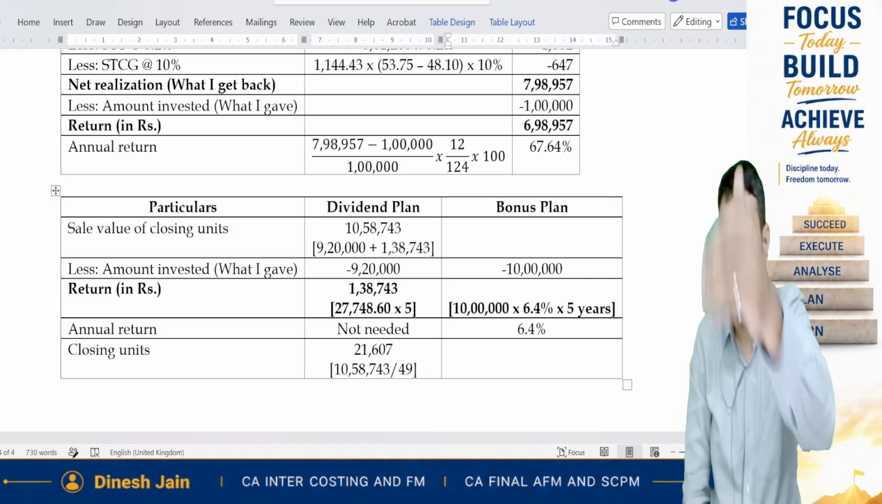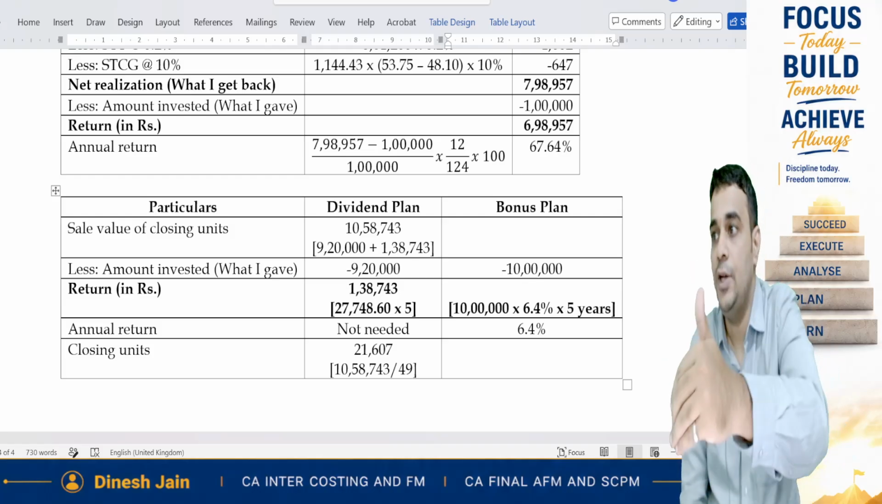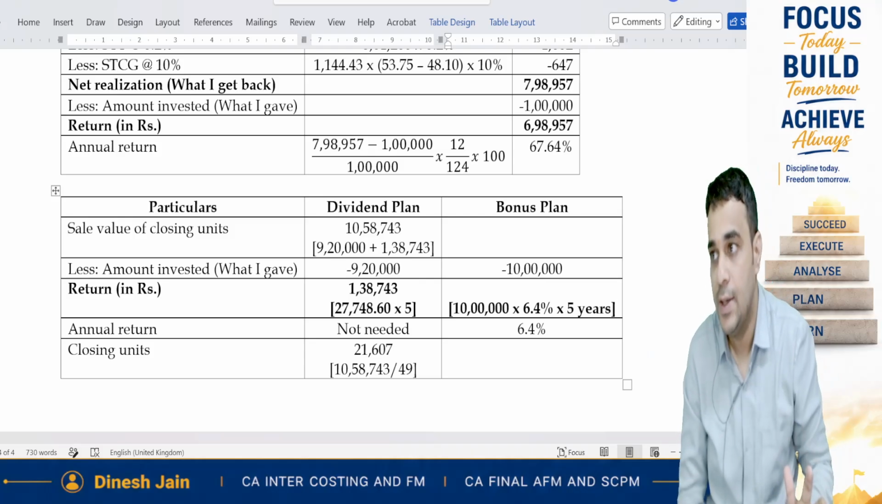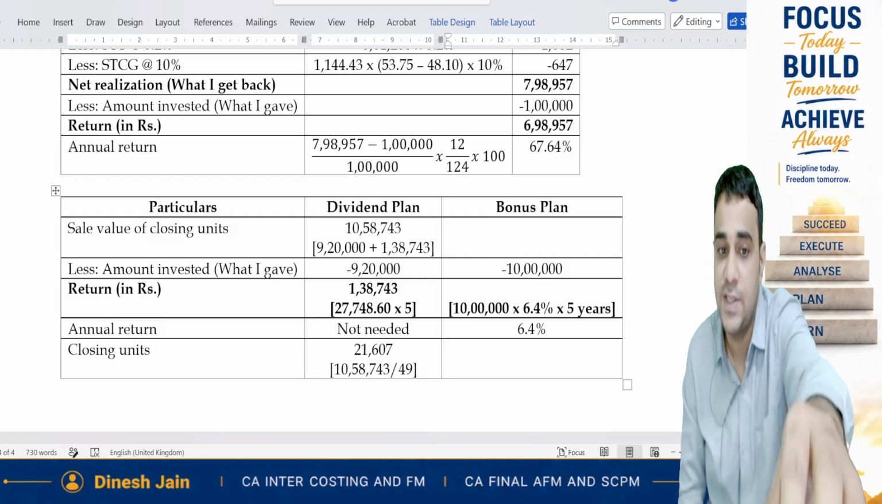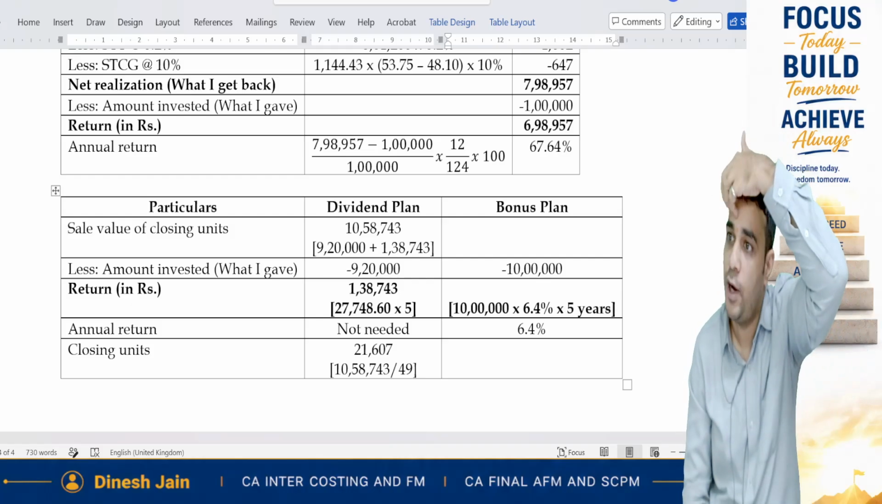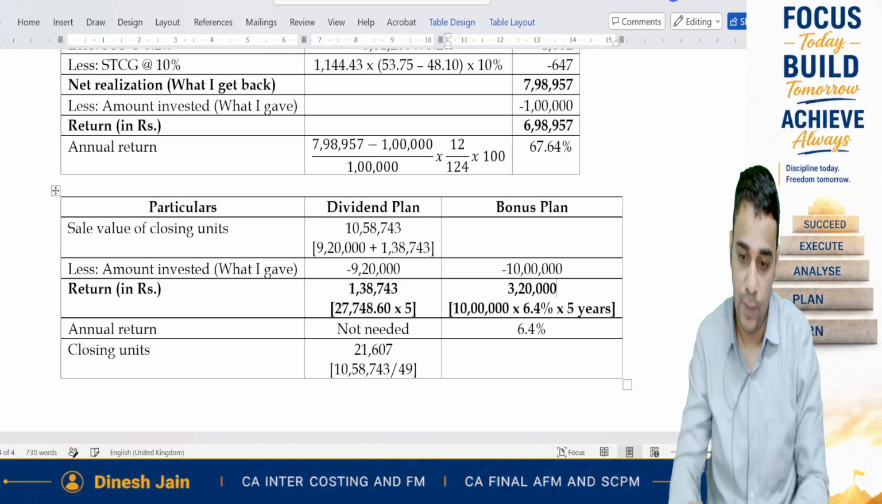We generally get 3 lakh 20 divided by 10 lakh into 12 by 60 into 100 and get 6.4. Here with 6.4 I get the return. What's the number? 3 lakh 20, reverse working.